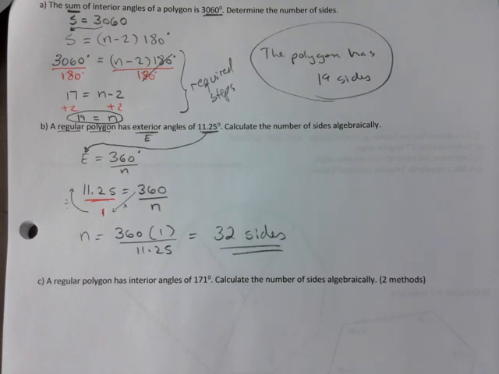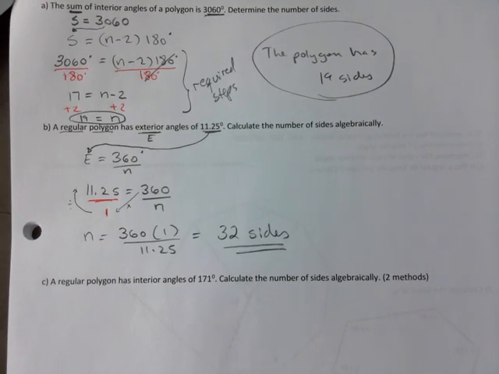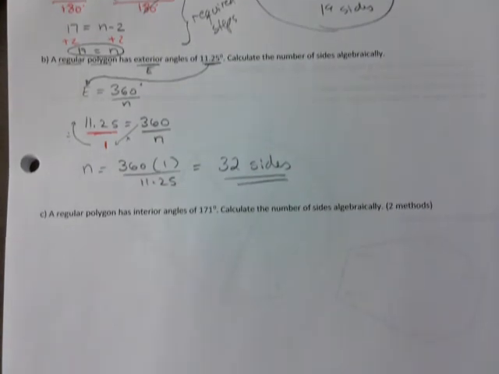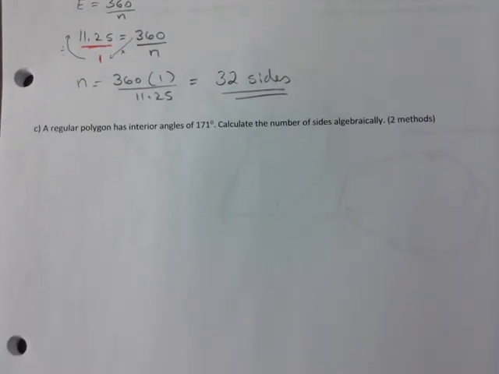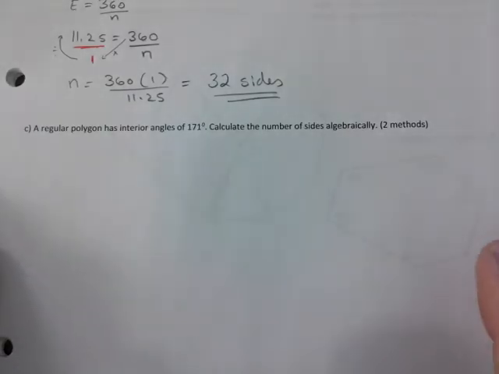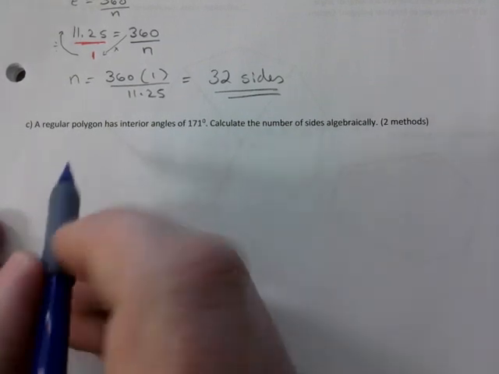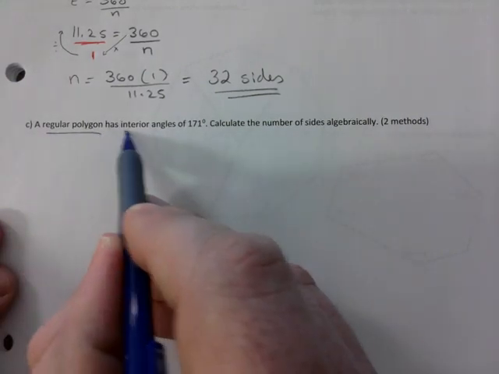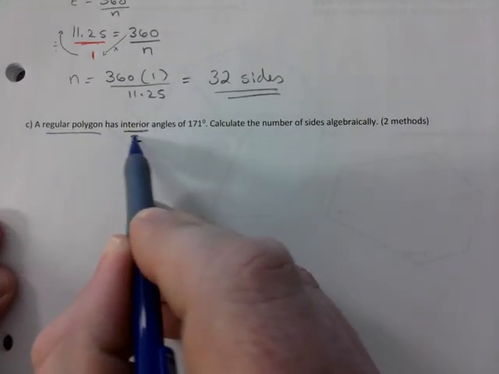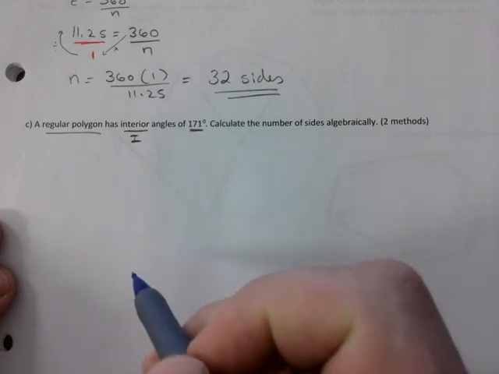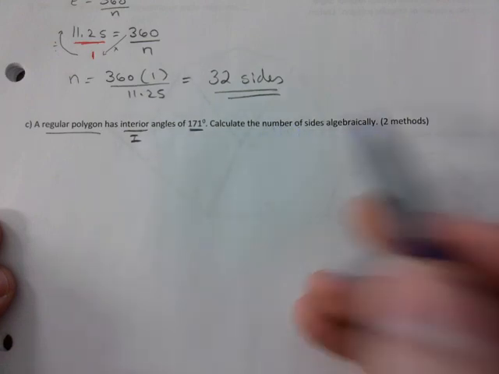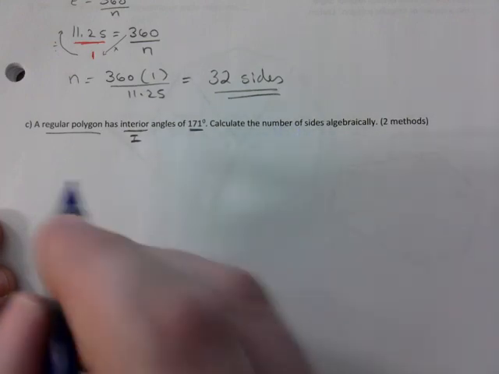The hardest, perhaps, is the next one. You ready? I'm ready to go home. A regular polygon has an interior angle of 171. Calculate the number of sides algebraically.